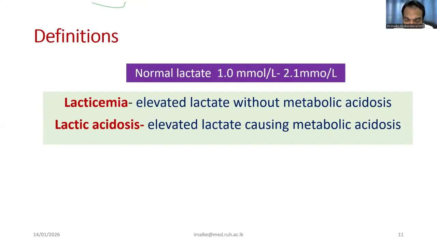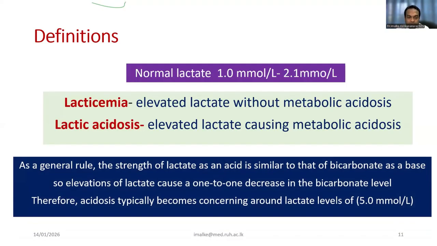Then how are we going to know that? Now, there's a general principle. If you increase lactate by 1 in your blood gas, you drop bicarbonate by 1. As a general rule, the strength of lactate as an acid is similar to that of bicarbonate as a base. So, elevation of lactate causes a 1-to-1 decrease in the bicarbonate level. Therefore, acidosis typically becomes concerning around a lactate level of 5. You can't explain a pH of 7.2 with a lactate of 3.5. Then it is not due to lactate.